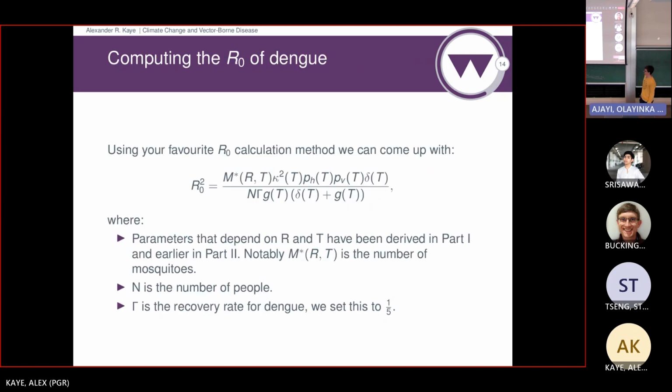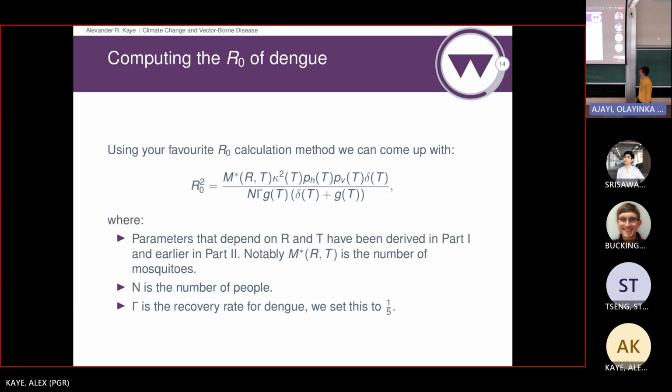Okay, and then you can use your favorite R0 calculation method. I like the next generation matrix method. That's a bit messy sometimes to come up with your value of R0. And R here means rainfall and capital T means temperature.